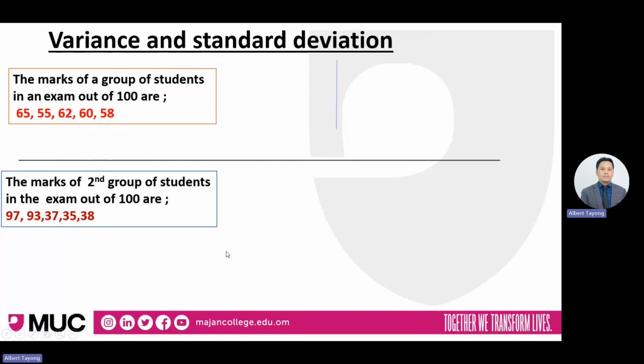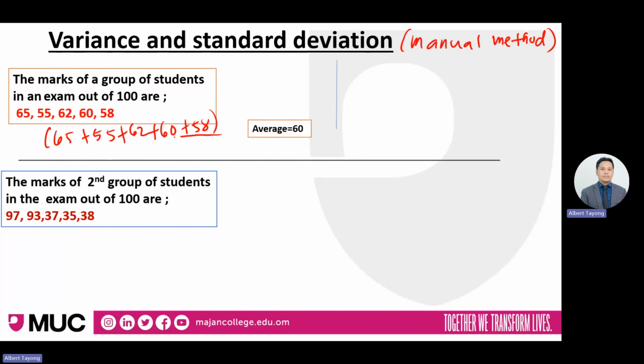First, we're going to start with the manual method, how to find the variance and standard deviation using the manual method. Later, I'm going to show you the method using the formula. For you to understand, let's start with the manual. The average here is 60. That is 65 plus 55 plus 62 plus 60 plus 58 divided by 5. The answer is 60.